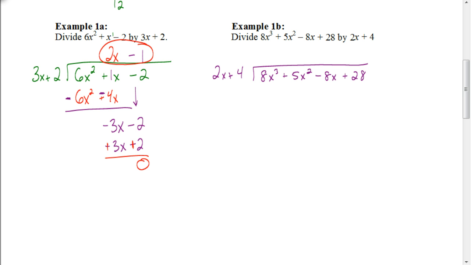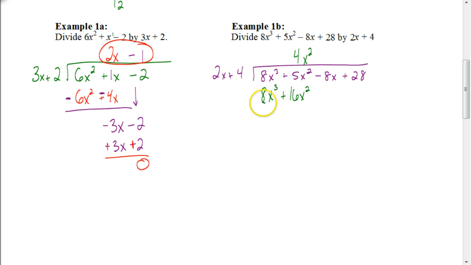So let's look at what we would multiply 2x by to get 8x cubed. The way that you want to think of this is, what times 2 would give me 8? Well, 2 times 4 would give me 8. Now what would I multiply x by to get x cubed? Well, x squared times x would give me x cubed. So this is going to be 4x squared. 4x squared times 2x would give me 8x cubed. Now we do the same thing with the 4x squared and multiply that times a 4. 4x squared times 4 is 16x squared.